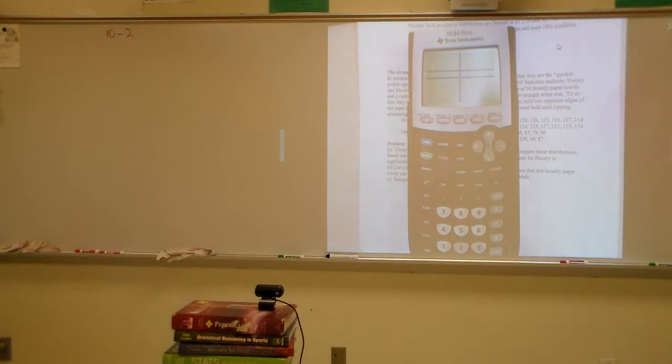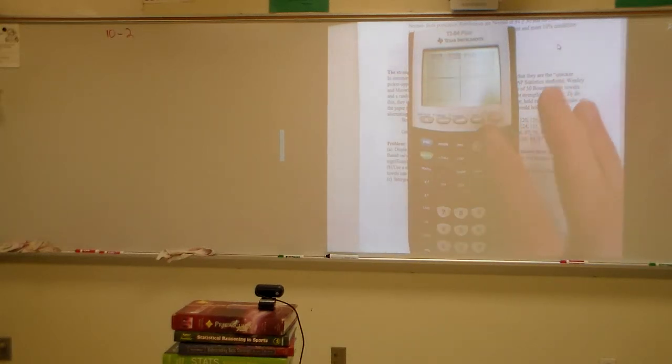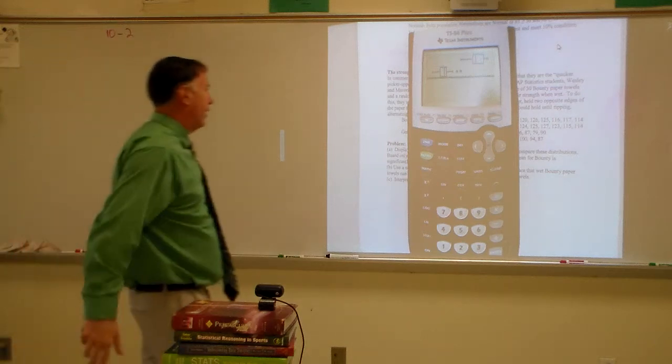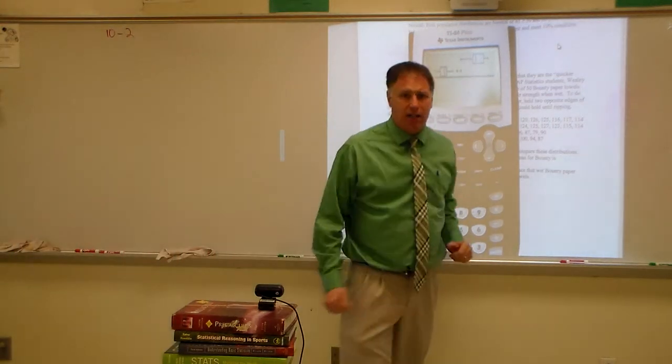Looks like I've got something in my Y equals. I do, so I clear that out. And then I hit graph again. And then I'm going to hit zoom 9 to zoom in. And there are my two box plots, okay? So, we want to compare these two box plots.